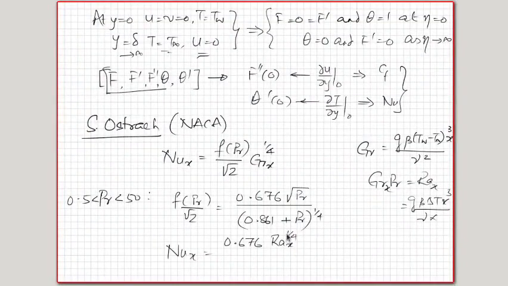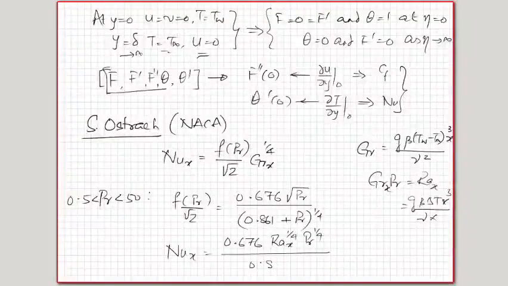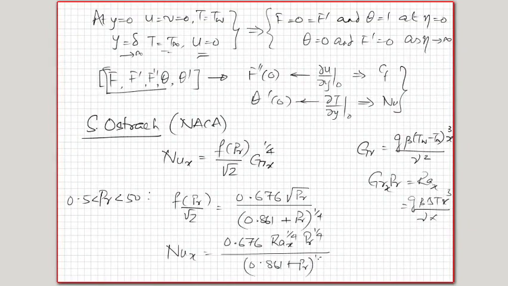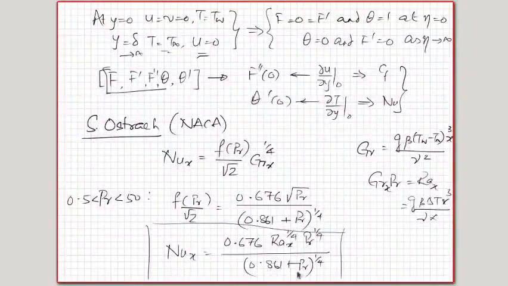So one Prandtl to the power of 1 by 4 has gone here, the other Prandtl to the power of 1 by 4 will remain here, divided by 0.861 plus Pr, whole thing raised to the power of 1 by 4. Okay, so this is the solution that was obtained by laminar natural convection, and this is what we had published.